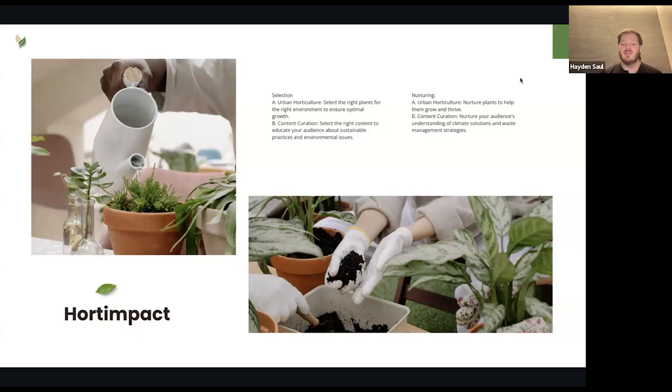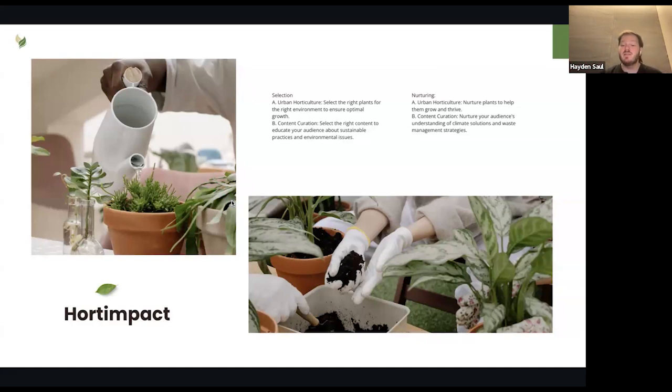Next is content curation. So still talking about the selection of your plants and how to grow them. You want to select the right content to educate your audience on the best practices that they can use. So if you're growing winter cabbage, how do you grow winter cabbage? Next is nurturing. So urban horticulture, in this example, it's like, how do you help them grow and thrive? So what does nurturing look like for the type of plants that you're trying to grow?